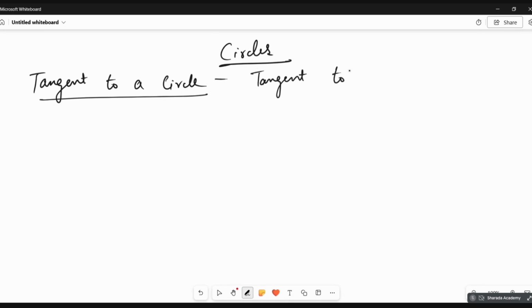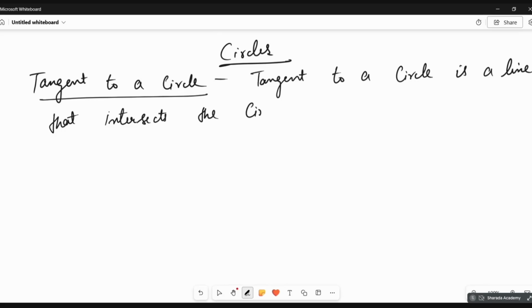Tangent to a circle is a line that intersects the circle at only one point. In the book they have given "intersects," that's why I just wrote it. You can say actually it's a line that touches the circle at one point.